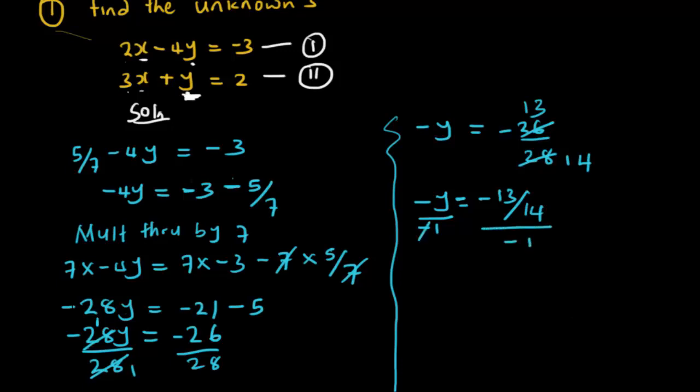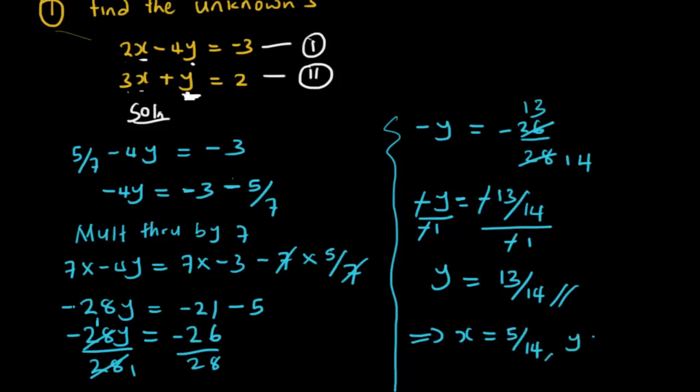Minus 1. Minus cancels minus. I'm left with y over 1, which is y. Then this minus can cancel minus. So I'm left with 13 over 14. So it implies that x equals 5 over 14 and y equals 13 over 14. Now this is the answer.